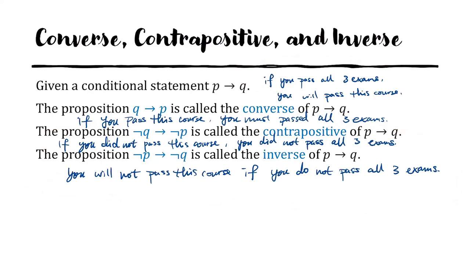So our statement is saying that if you pass all 3 exams, you will pass this course. And again, keep in mind that for the conditional statement, you will only know that if you pass all 3 exams, you must pass the course. Which means if you did not pass all 3 exams, anything could happen. That will not contradict this statement. Okay, so the only time this statement is false is when you pass all 3 exams, but you did not pass the course. Okay, so the contrapositive is saying that if you did not pass this course, it must mean that you did not pass all 3 exams.